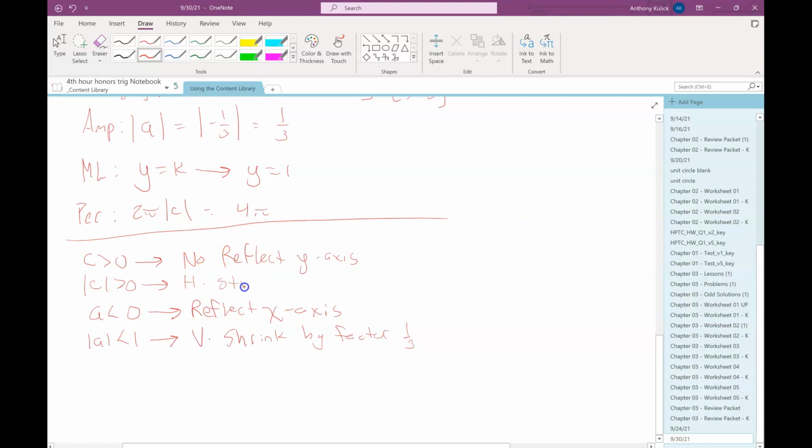So there we have a horizontal stretch by a factor of 2.